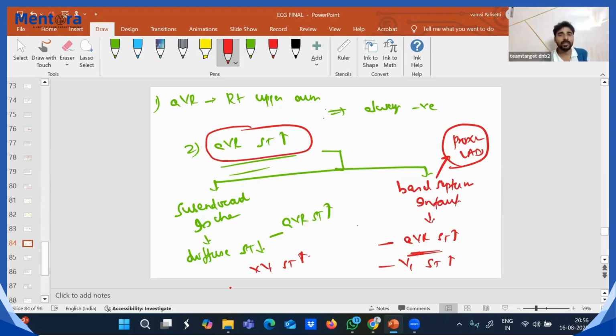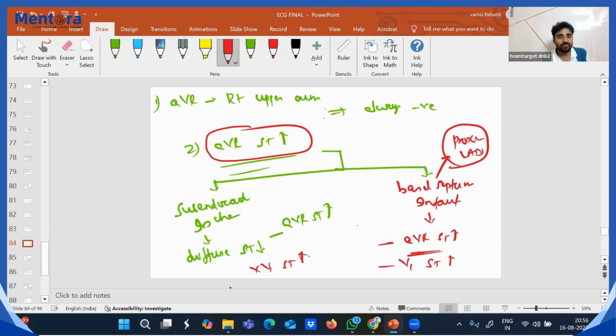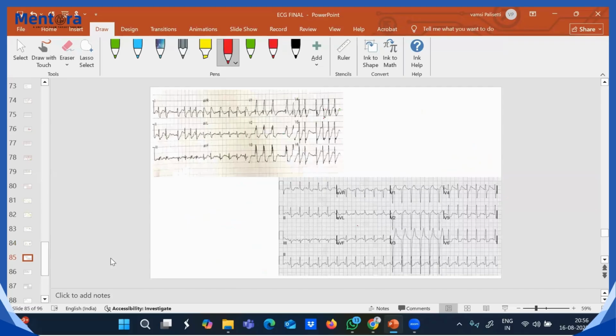If there is no V1 ST elevation, only global ST depressions, you just treat it like diffuse subendocardial ischemia because of some hypoxia or hypotension, anything it is. Or post cardiac arrest, usually you will see this. Right? If this is clear, I can go for the ECGs. Right. Yes, sir. So let us see this ECG first.